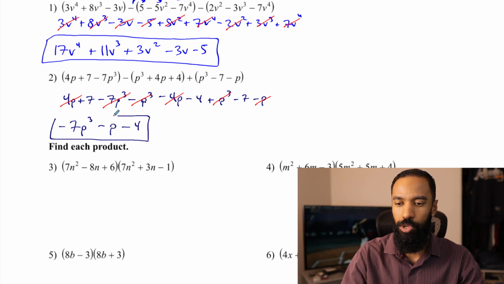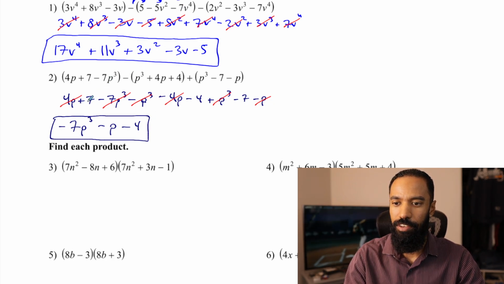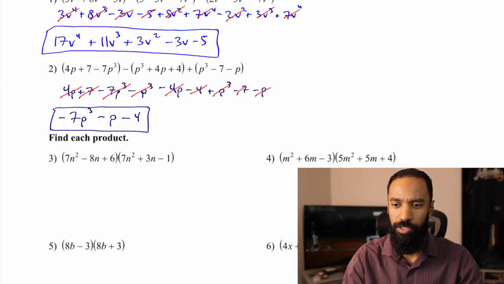So in standard form, you have a cubic trinomial there: negative 7p cubed minus p minus 4. It's a very, very negative set right there.